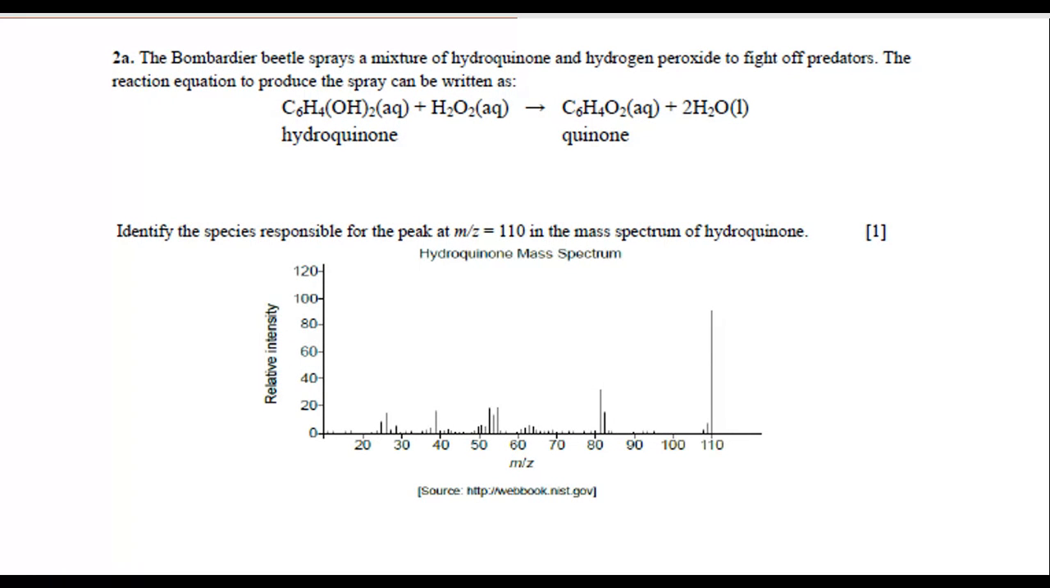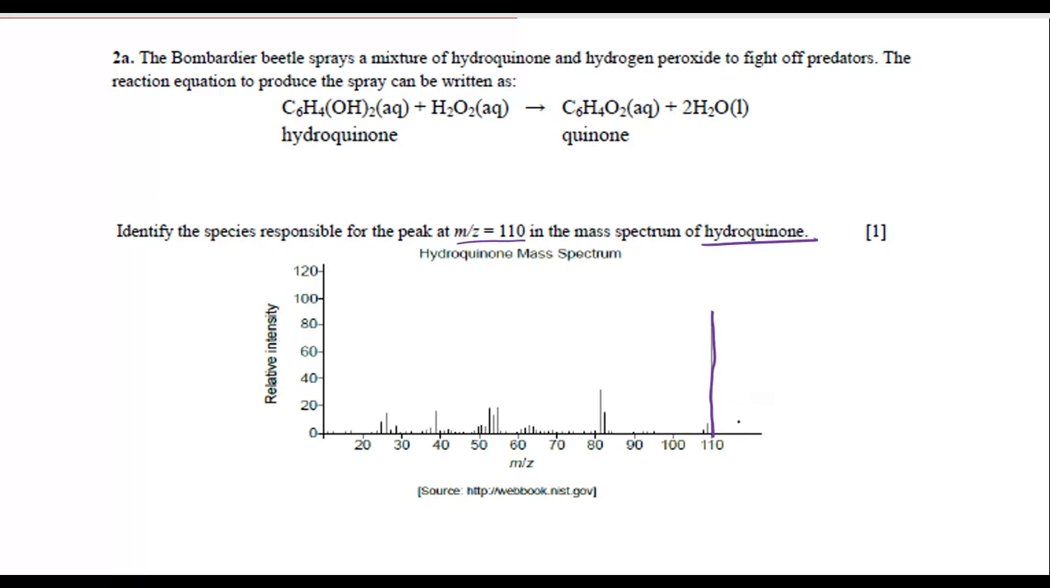All right, question number 2, looking at bombardier beetles, which spray hydroquinone and hydrogen peroxide to fight off predators. Hydroquinone looks like this. Hydrogen peroxide is here. It's going to turn into these. So this is the mass spec for hydroquinone. We need to figure out why this peak exists.